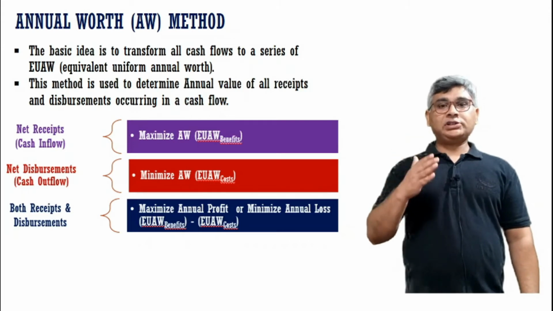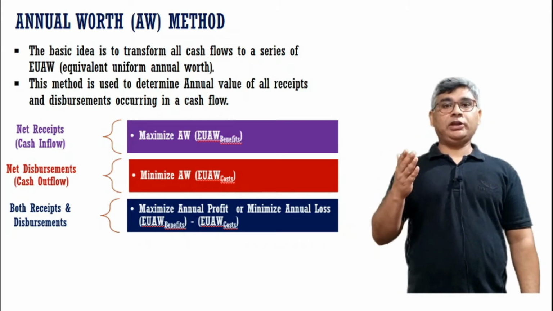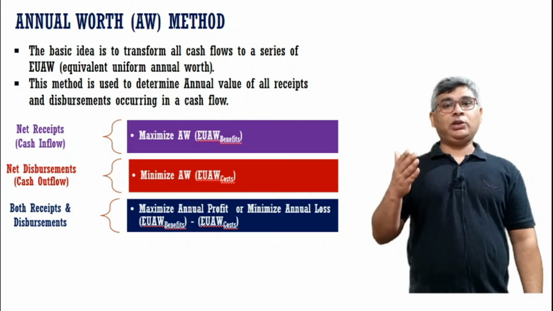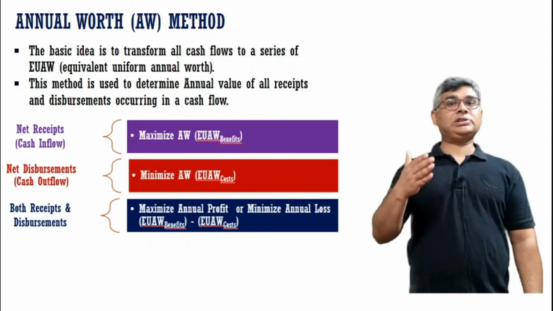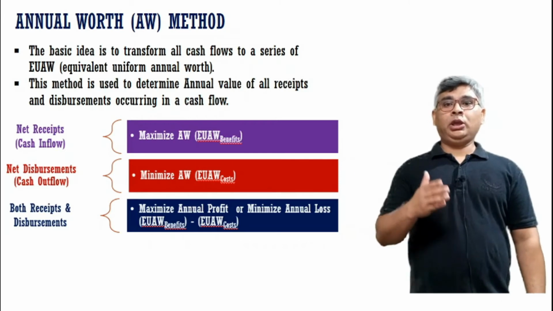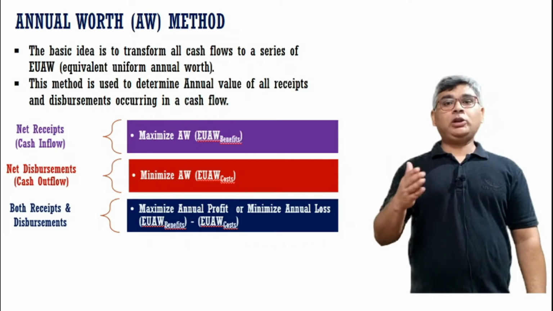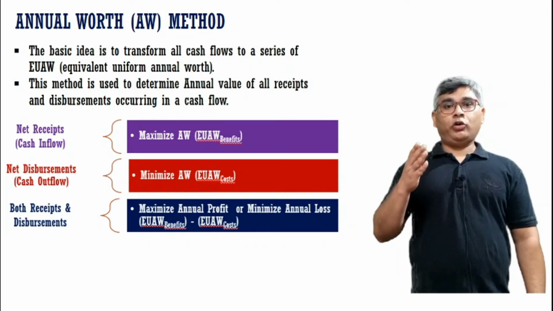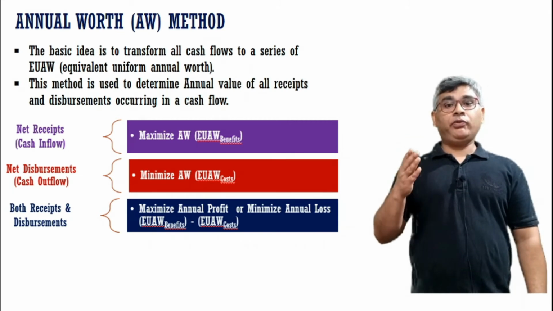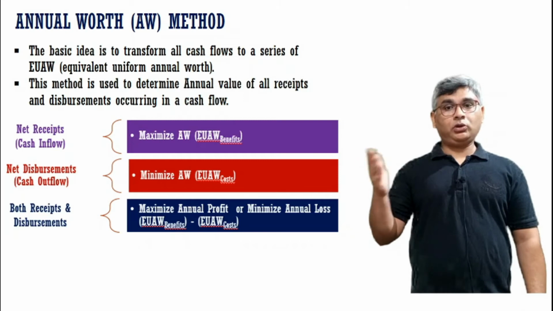Now if we have just net receipts, the basic objective is to select that alternative that will maximize the annual worth or annuities, because that is the kind of yearly profit that is being generated from any business. If we have just the disbursements within a cash flow diagram, the alternative that should be selected is the one that will minimize this expenditure, that is the minimum annual worth, or the minimum equivalent uniform annual worth of the cost.